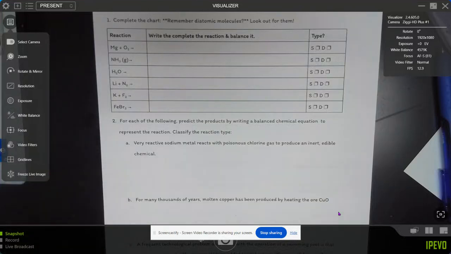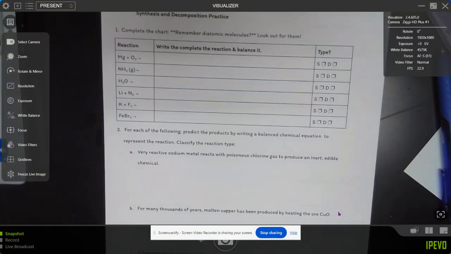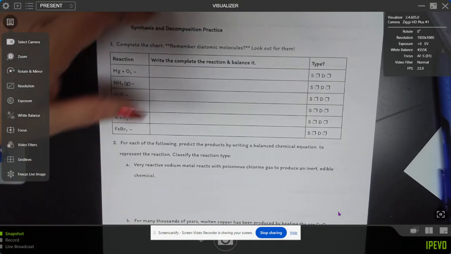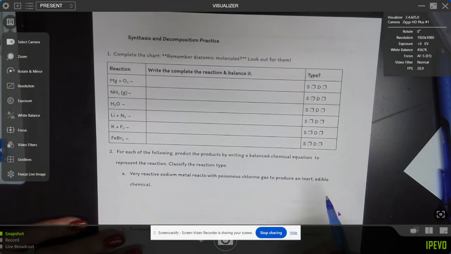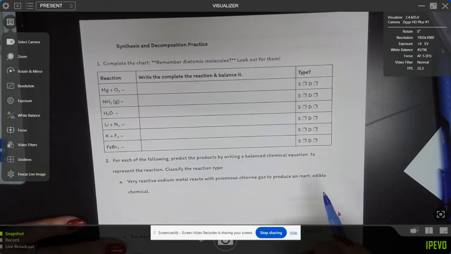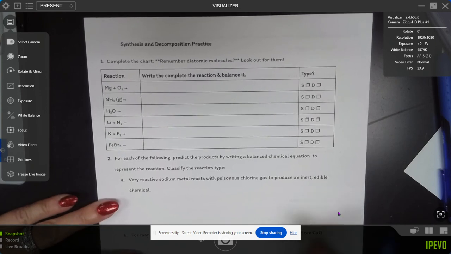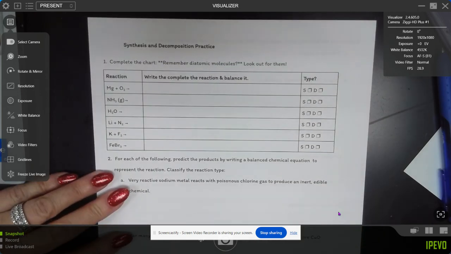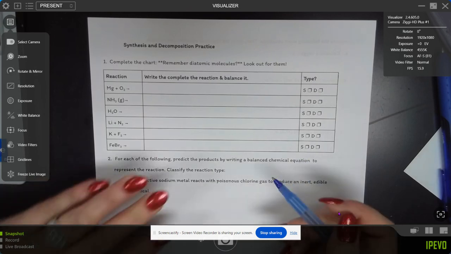Okay, guys, this is Mrs. Lyons. I am going to go through this worksheet that we did today in class and then the homework. I apologize, the video that I made last night was not very good, so I'm going to kind of plug through this and get it done so you have it to look at tonight.